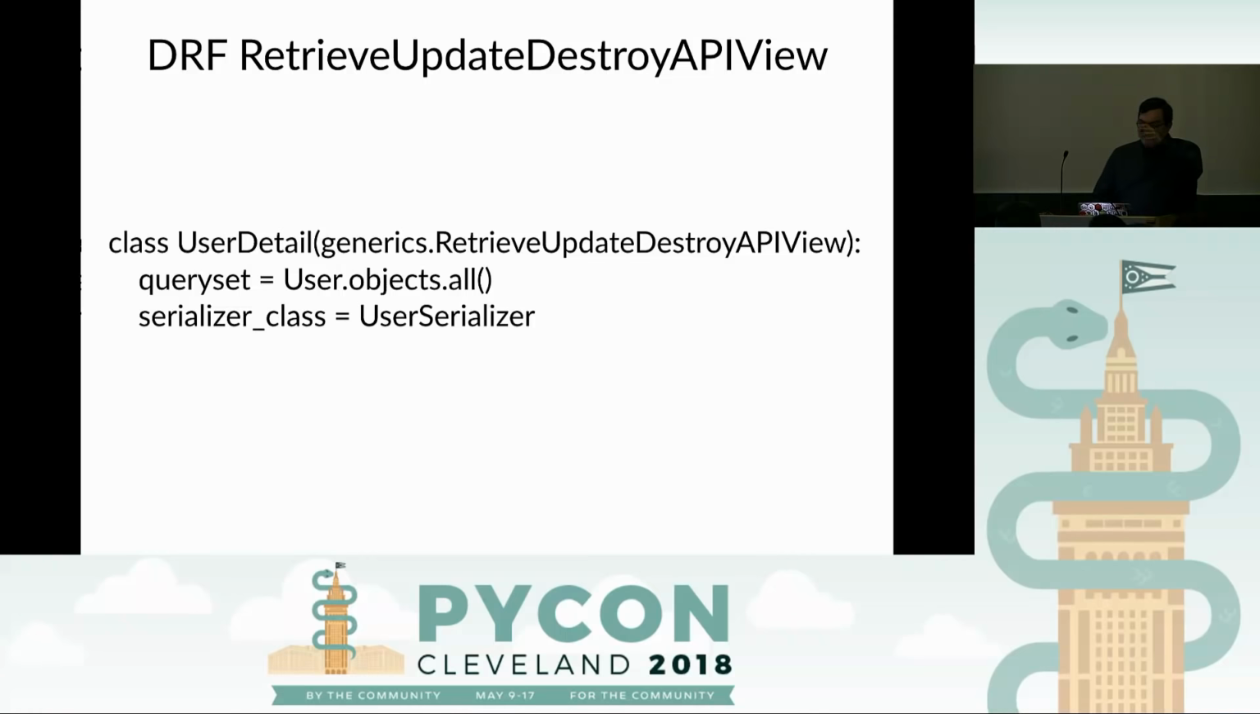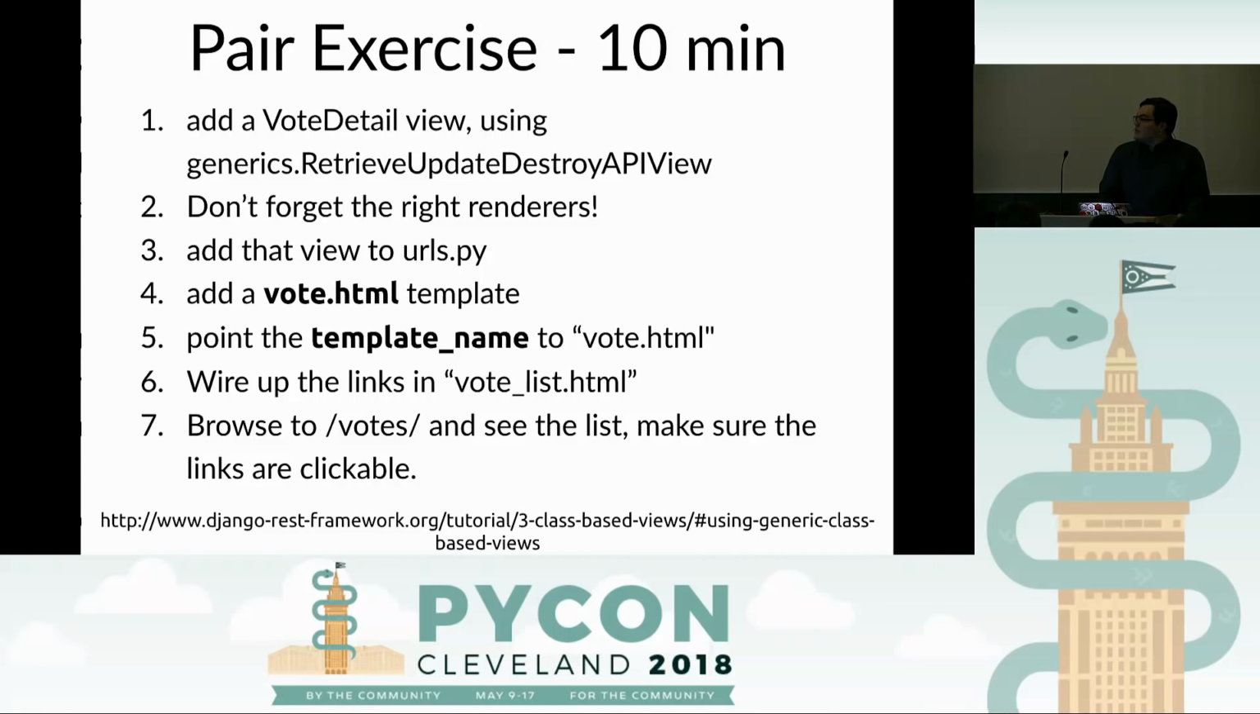So notice that the only difference between this and the vote list that you created is it's using a different generic. And I've called out what that generic is here. So try wiring up a vote detail view. We'll take 5 to 10 minutes to do this, and then we'll show the code for this. But it's going to look very, very similar to your vote list view. And if you have any questions, don't forget your red or green stickies.